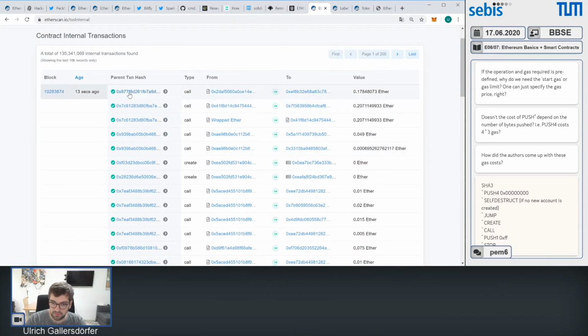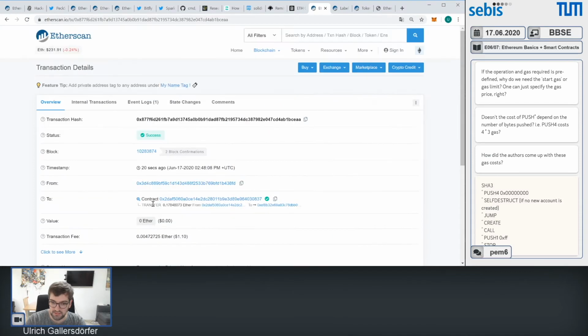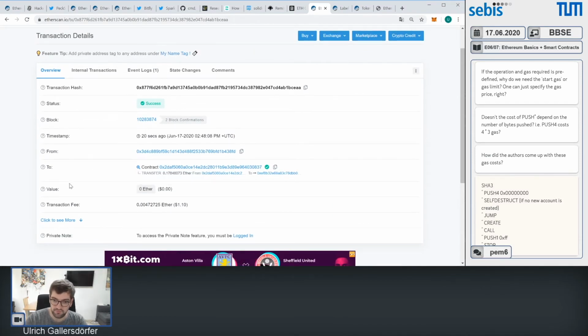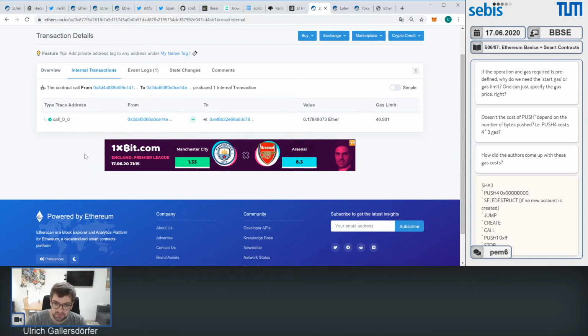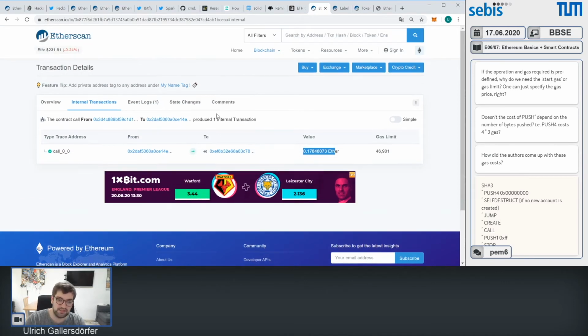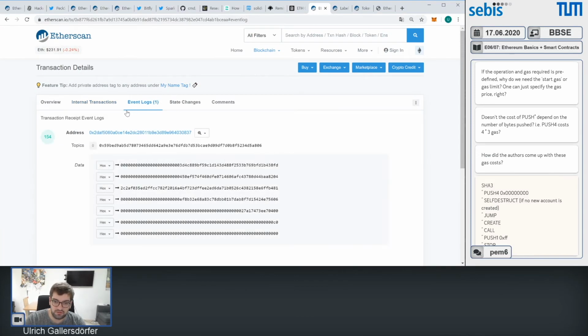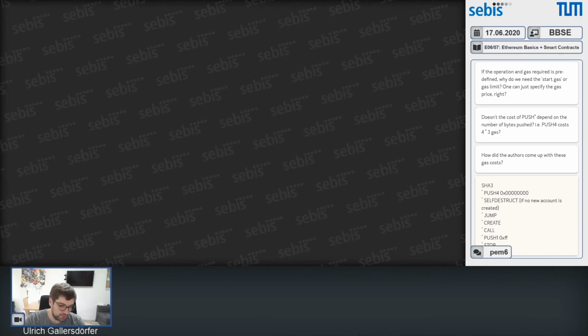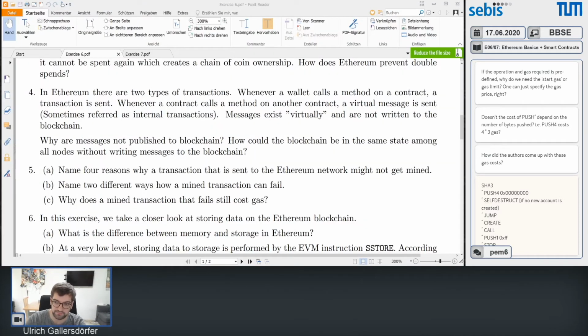So if we look here, that's the transaction. This is a transaction from this address to this smart contract. And this created an internal transaction, which basically sent some ether from the smart contract to some third address. That's very easy to look up in terms of the internal messages or transactions. We call them internal transactions or messages, but messages is the official term here.